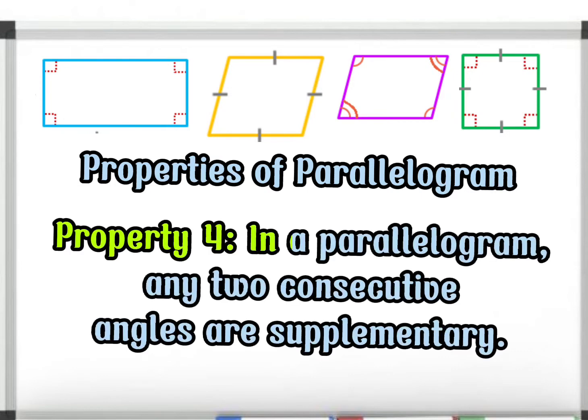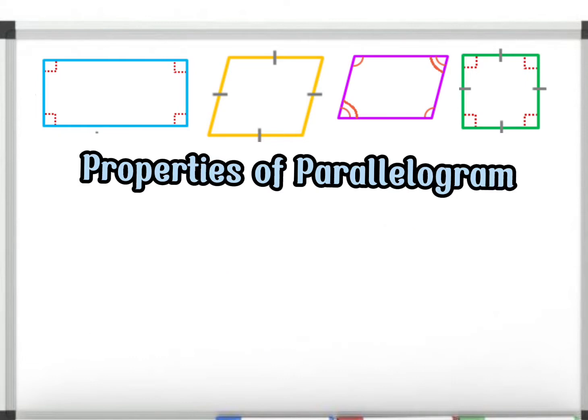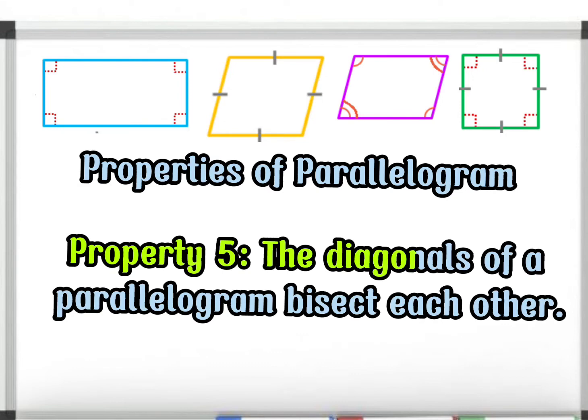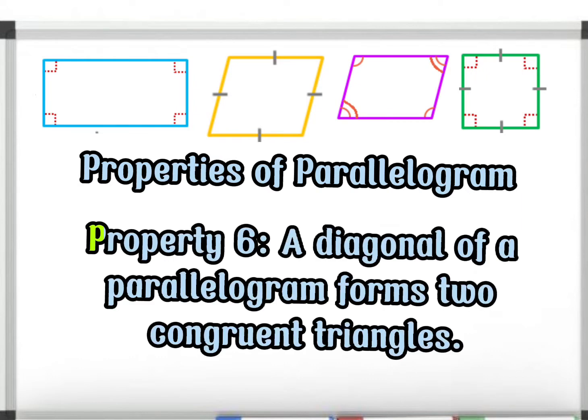Property 4. In a parallelogram, any two consecutive angles are supplementary. Property 5. The diagonals of a parallelogram bisect each other. Property 6. A diagonal of a parallelogram forms two congruent triangles.